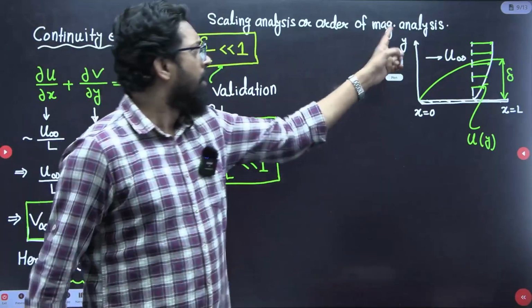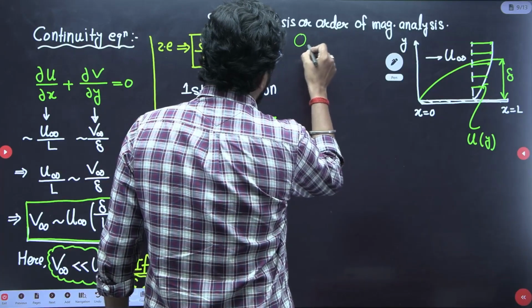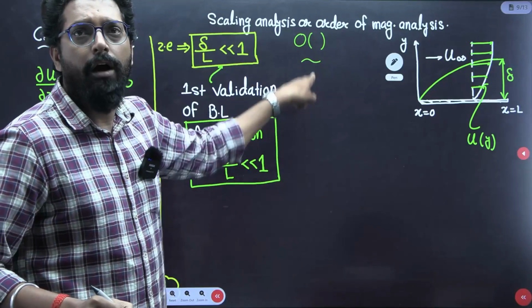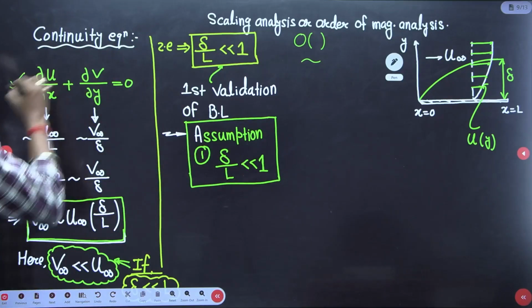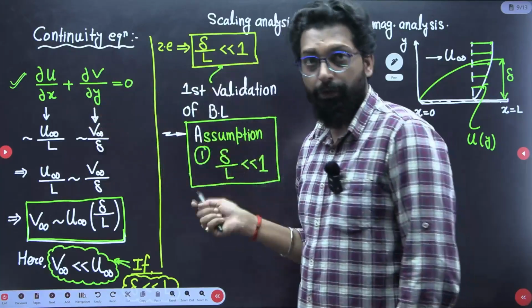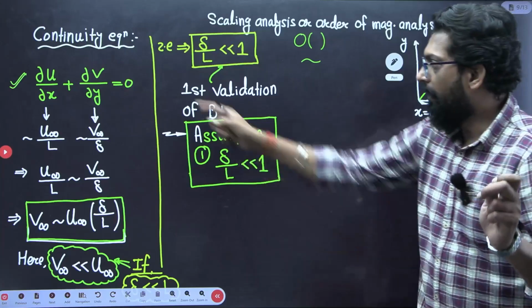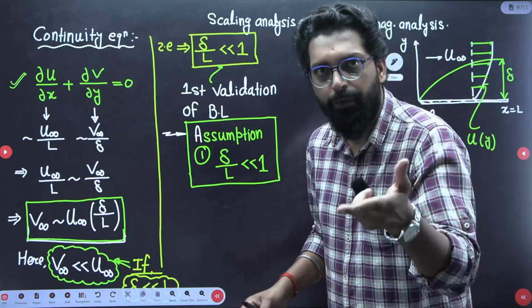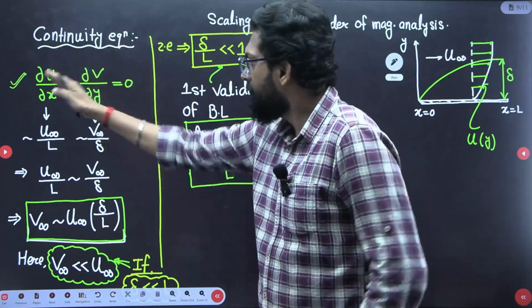In scaling or order of magnitude analysis, what is the notation? O, order of magnitude, or this one. These are the notations. So, write the continuity equation. And what is the assumption? During the analysis of the boundary layer, we already covered in the first and second lecture: incompressible and steady flow. Number two, 2D flow. Number three, Newtonian flow. These are the continuity equation in differential form.